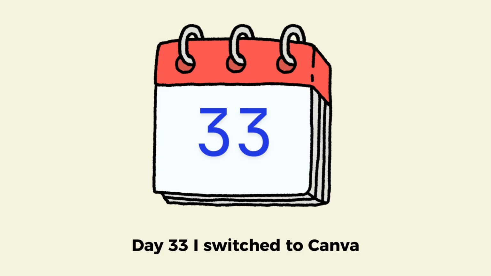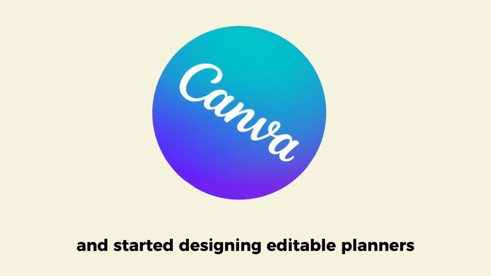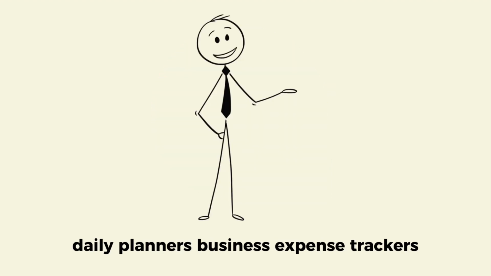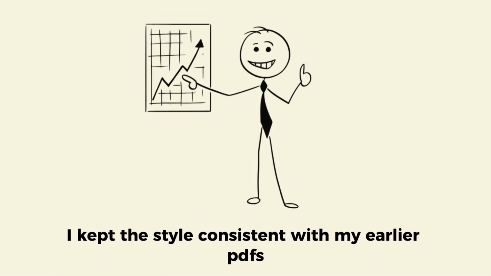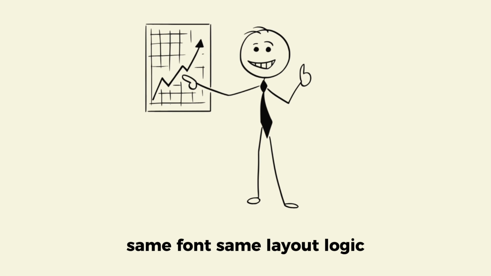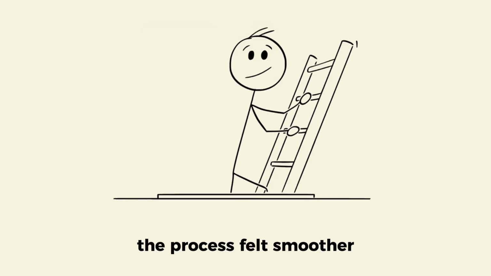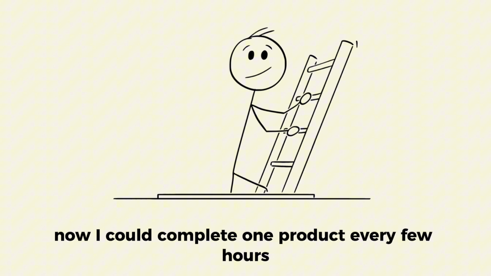Day 33. I switched to Canva and started designing editable planners, daily planners, business expense trackers, meal prep journals. I kept the style consistent with my earlier PDFs, same font, same layout logic. The process felt smoother now. I could complete one product every few hours.